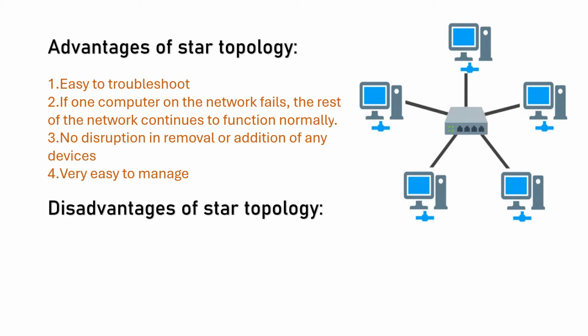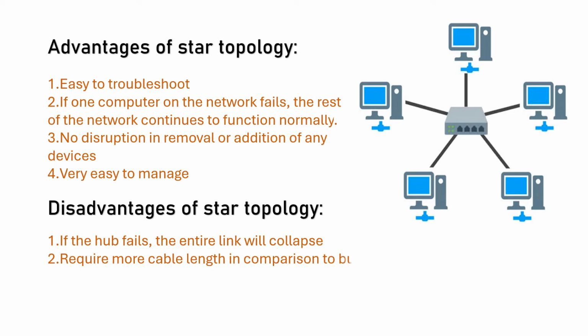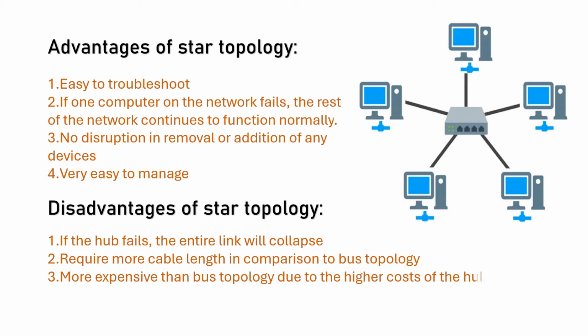And the disadvantages are: first, if the hub fails, the entire link will collapse. Second, require more cable length in comparison to bus topology. Third, more expensive than bus topology due to the higher costs of the hubs.